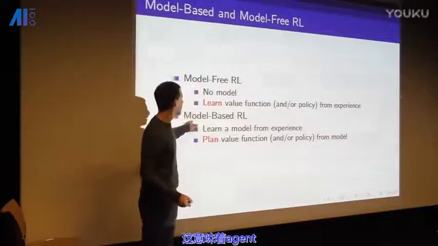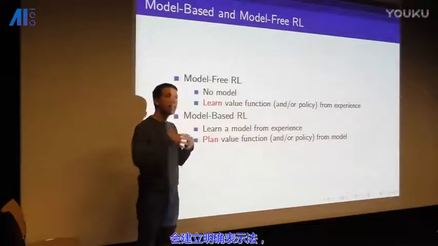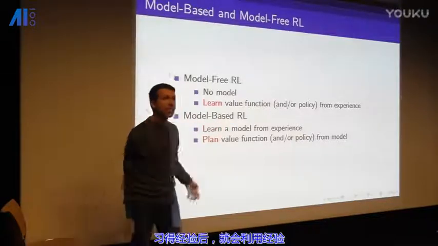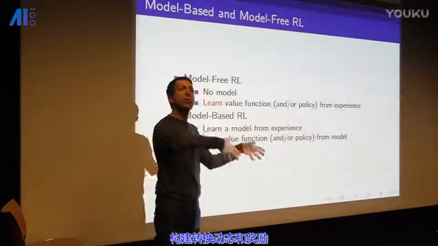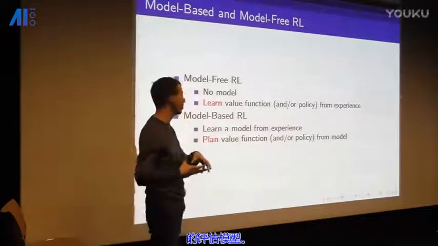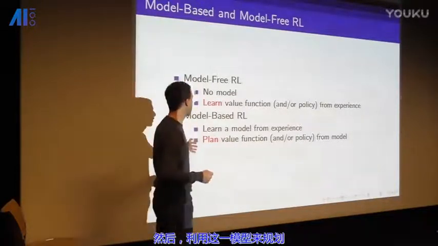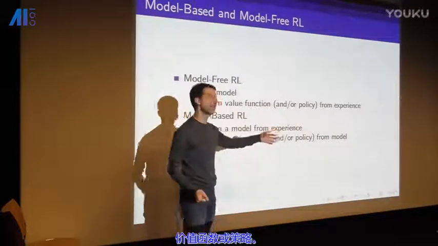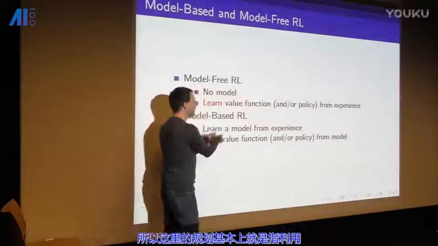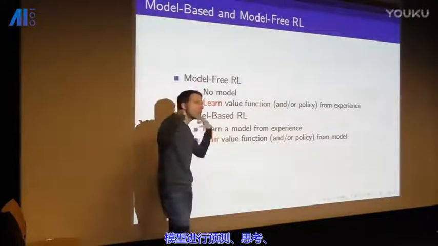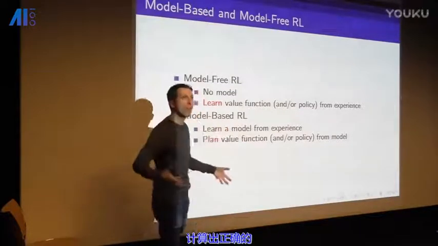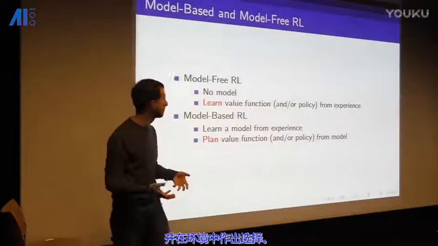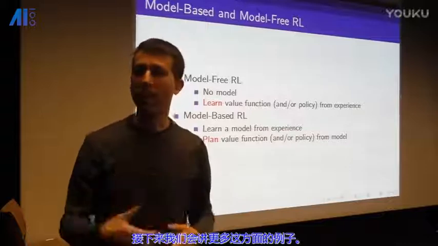That means specifically anything where the agent explicitly represents and learns a model from experience. So now it sees its experience, and it uses that experience to construct an estimate of the transition dynamics and rewards. And it then uses that model to plan a value function and/or policy. What we mean by planning is basically using a model to look ahead, to think, to compute, to figure out what the right value function or the right actions are to select in this environment. We'll see more examples of that as we go through.